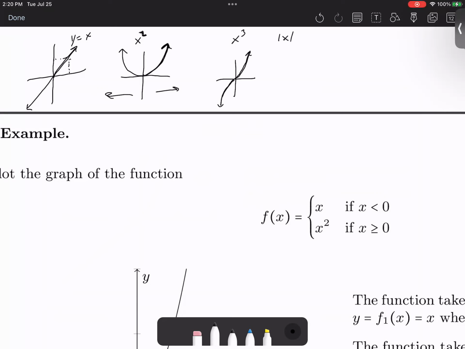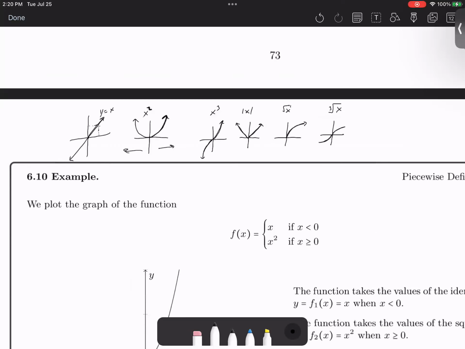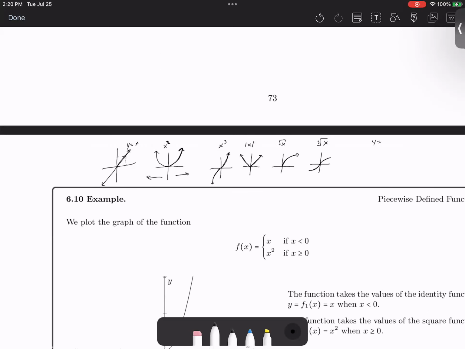You've got the absolute value of x, which gives you x if it's positive, gives you negative x if it's negative. You've got the square root of x. You can only take square roots over positive numbers. You've got the cube root of x. But you can also take the cube root of negative numbers. Am I missing one? Maybe the constant, maybe y is just equal to some number. So that's just y is always equal to whatever that c value is.